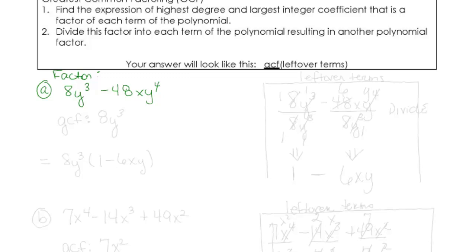Make that a little bit brighter there. Okay? So what you're doing here is just a review. Let's write leftover terms. Okay, you can't see, okay.